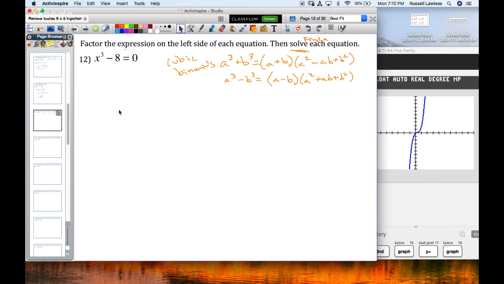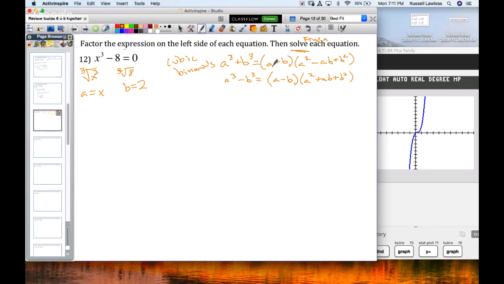So to solve for factoring, we're going to factor. By factoring, I need to find the cubic root of x cubed. That means what times itself 3 times gives me x cubed. In this case, x. So that tells me a will be equal to x. And then I'll do the same thing for 8. What times itself 3 times gives me 8. In this case, it'll be 2.